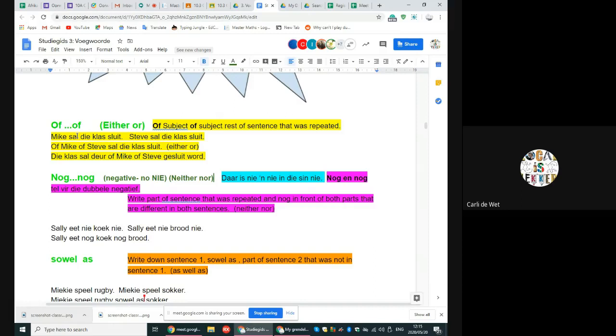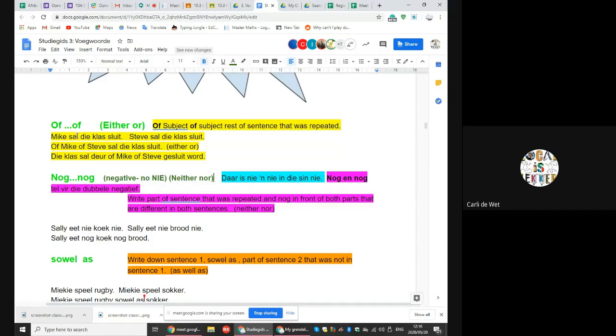So Carly, if I say in English, Mike will lock the class, Steve will lock the class, and I ask you to start with the word either, how are you going to do it? Either Mike or Steve will lock the class. So you will do it exactly like that in Afrikaans. You will say, of Mike of Steve sal die klas sluit.